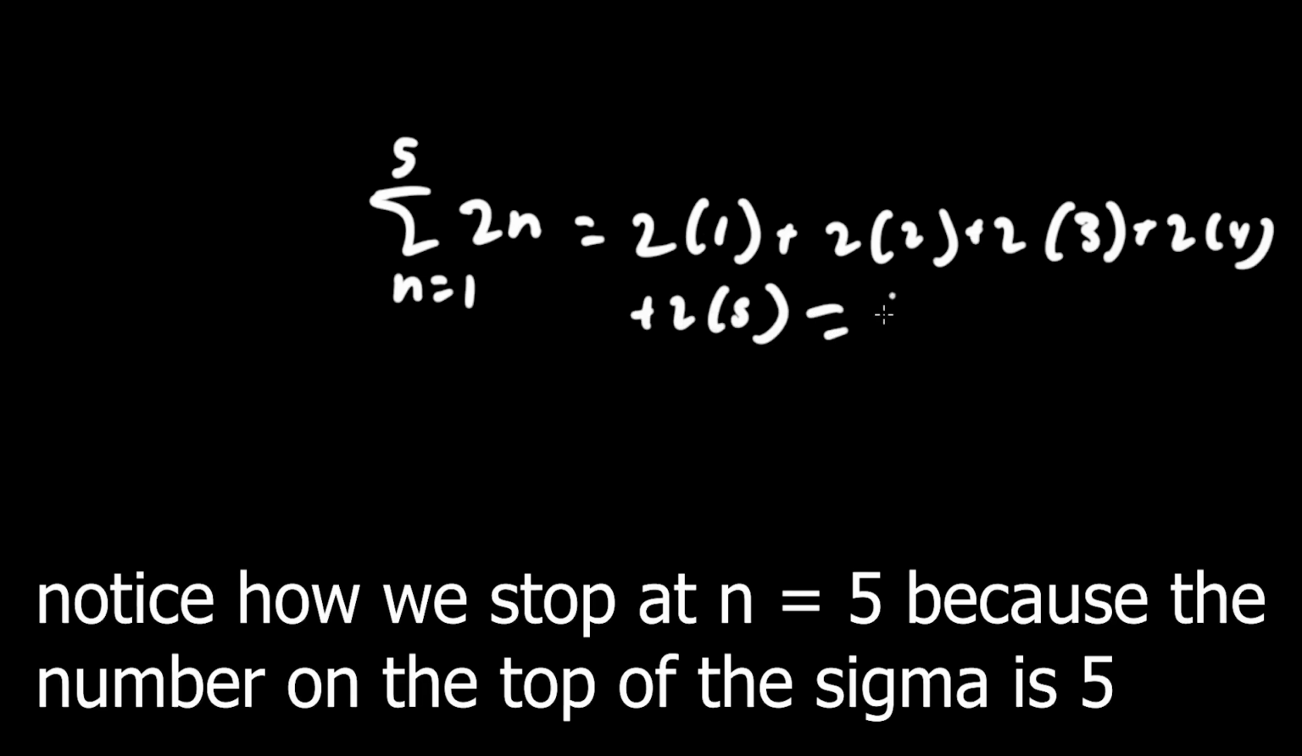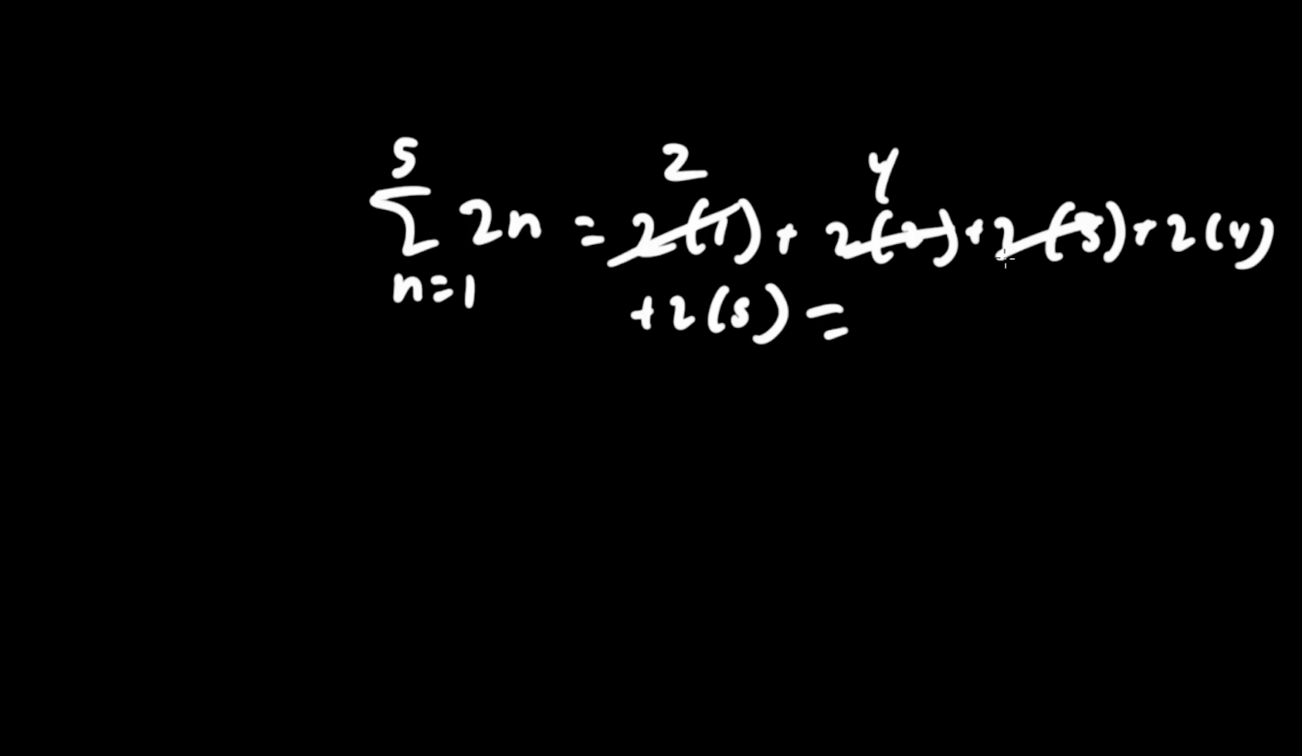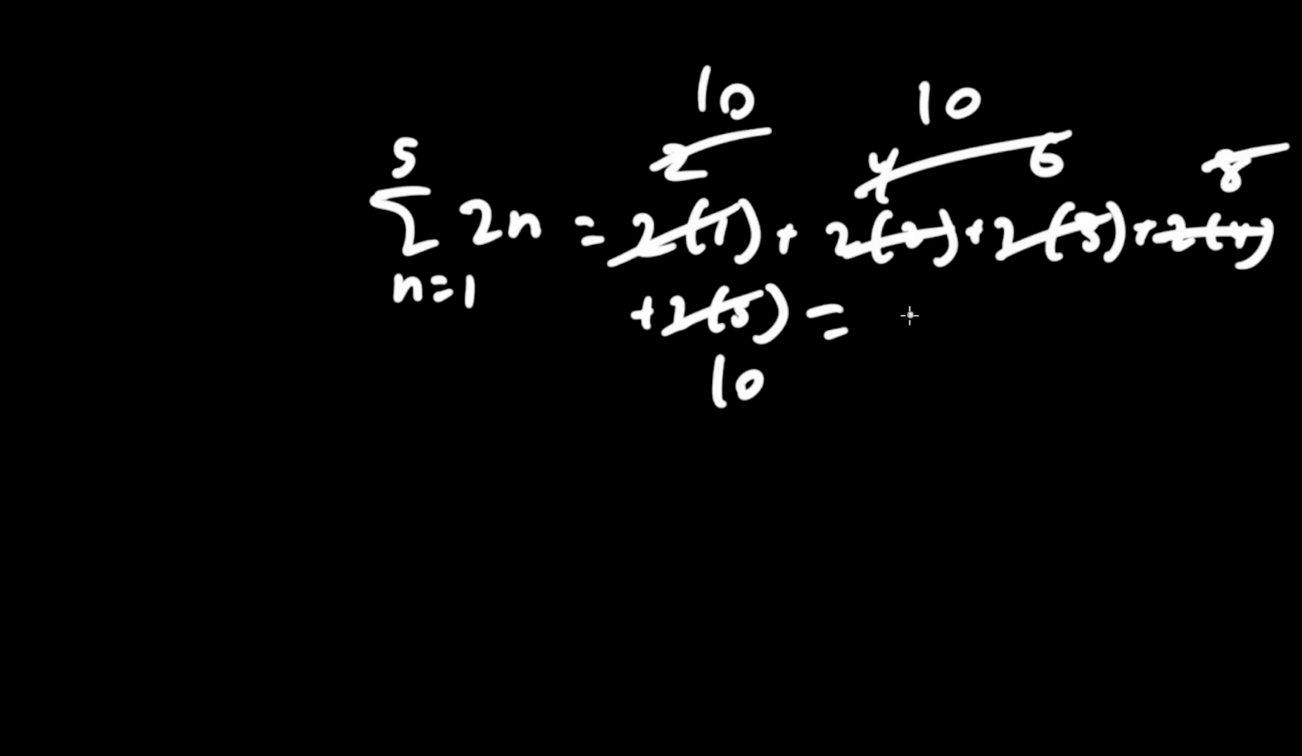So this is going to end up being 2. This becomes 2. This becomes 4. This becomes 6. This becomes 8. This is 10. All this together, this becomes 10. This becomes 10. This is going to give us 30.